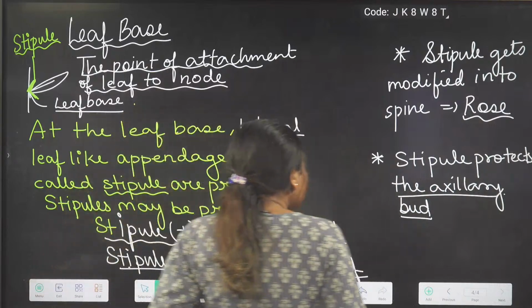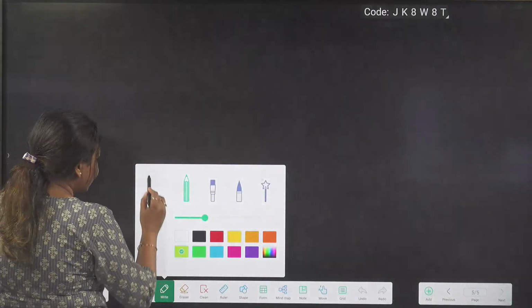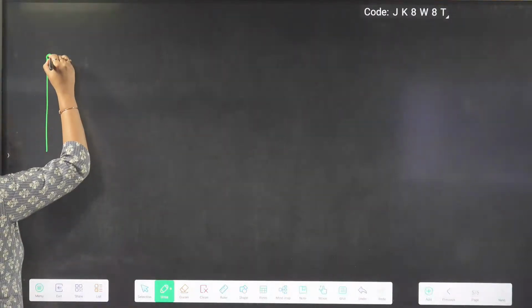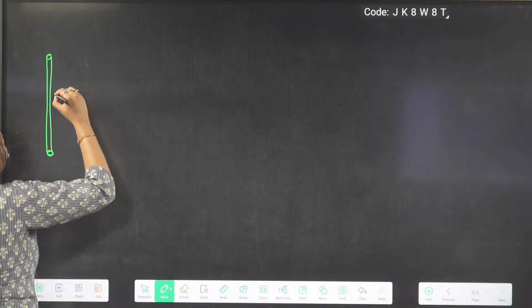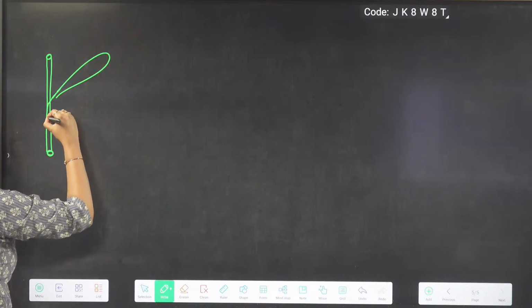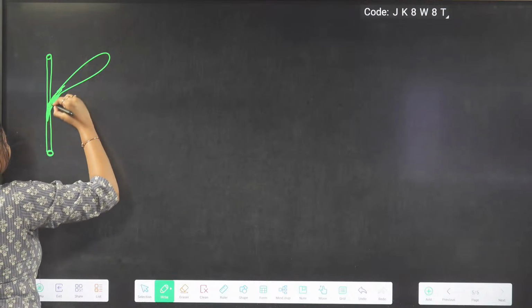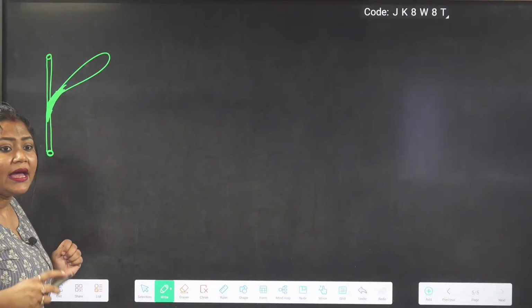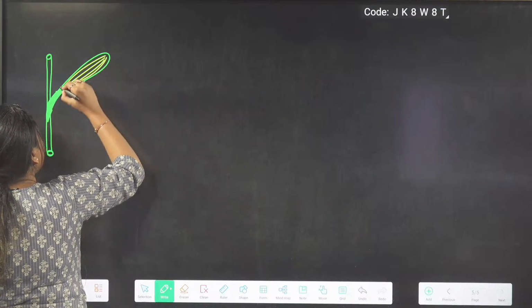Okay? Now, sometimes what happens in monocots? Please see the diagram. Suppose this is the stem of monocots. What happens? This is the leaf base. It is going to cover the stem partially or wholly. This happens in case of monocots.